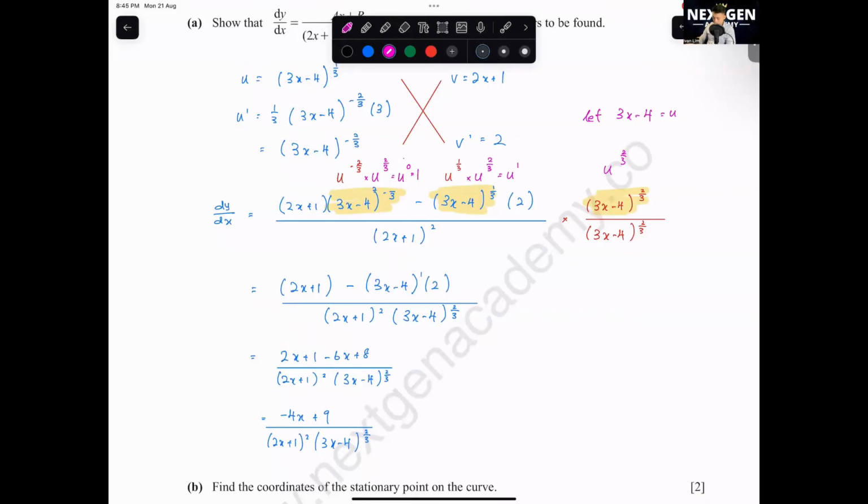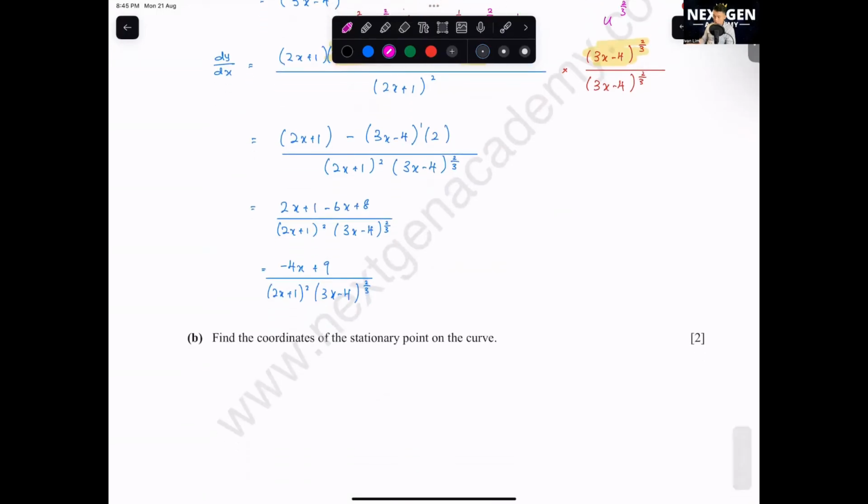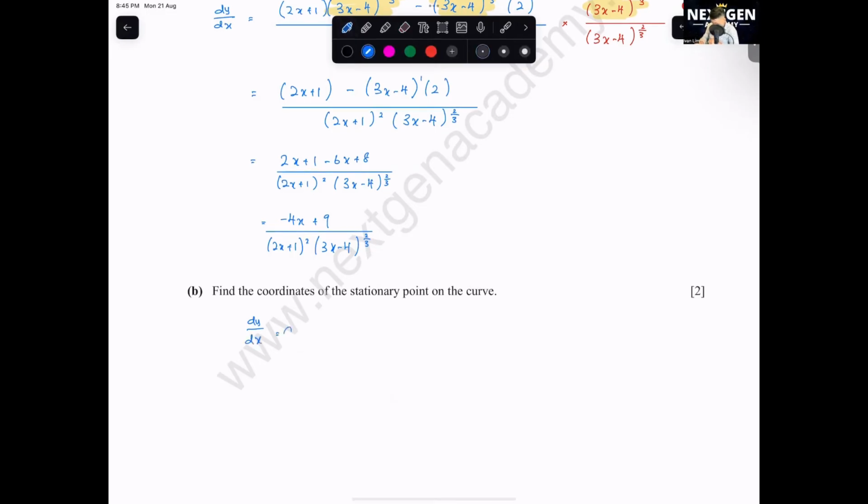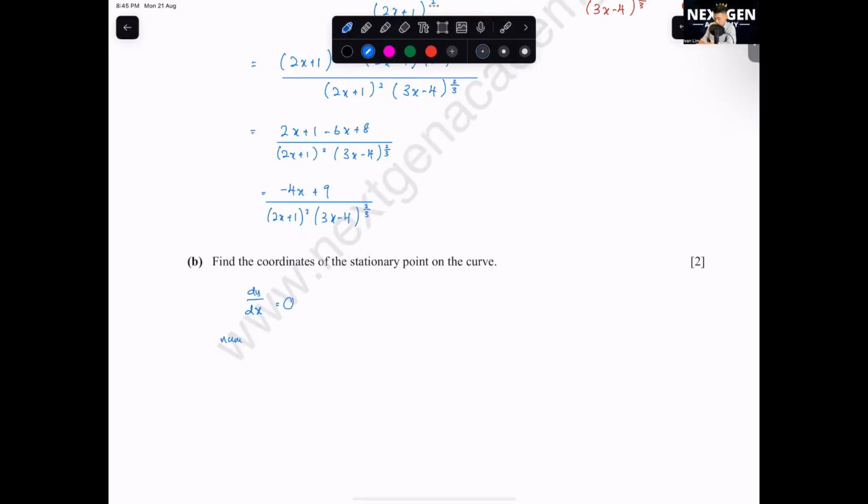Okay, just try again. Find the coordinates of the stationary points of the curve. So what do we need to know about stationary points? dy over dx equals 0. Okay, you see your dy over dx is this, right? You don't need to take this whole thing equals to 0. You only take the numerator equals to 0.